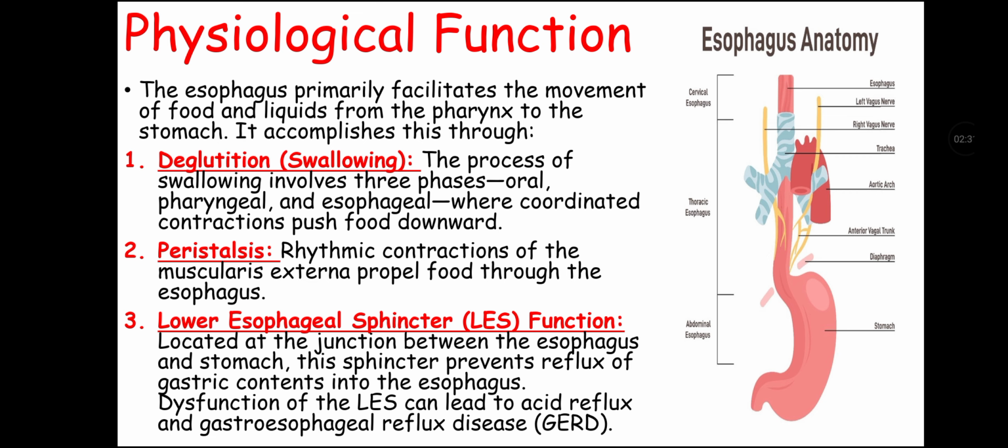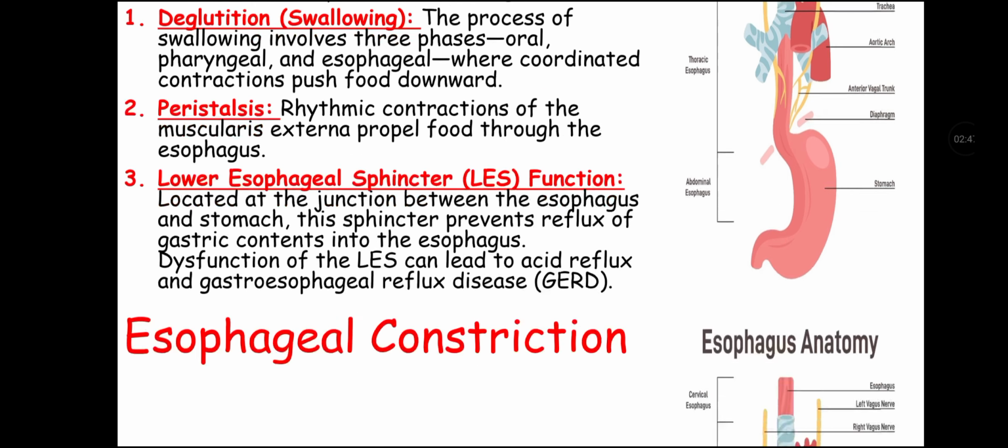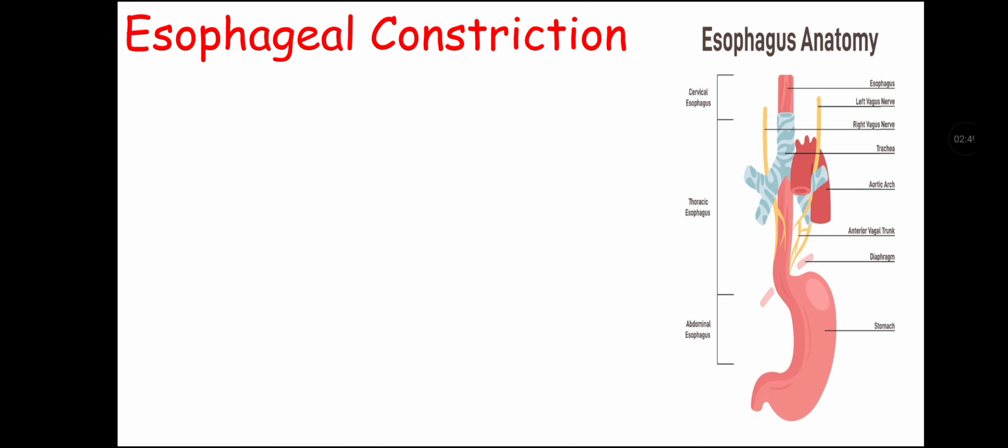And the third is the lower esophageal sphincter function, as it is located at the junction between the esophagus and stomach. This sphincter prevents reflux of the gastric contents into the esophagus. Dysfunction of the lower esophageal sphincter can lead to acid reflux and gastroesophageal reflux disease, that is also called GERD.